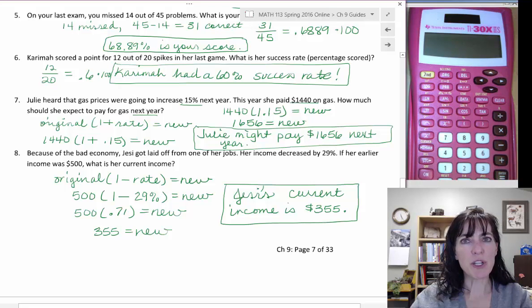Jessie lost a job, so she has a percent decrease, and her original amount is the amount of pay for her. 1 minus the rate because it's a percent decrease, and it's 29%, so I put in that 29%. I left it as a percent and typed it in on my calculator, and I got a 0.71. And then I have 500 times that 0.71 will give me my new, and that was 355. So now her income after the 29% decrease is going to be $355.